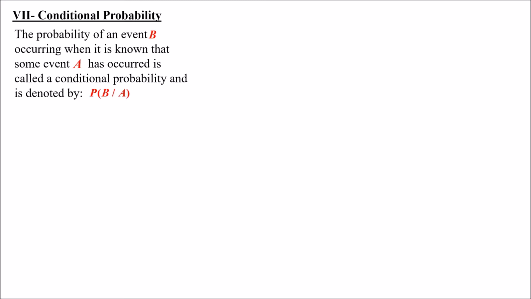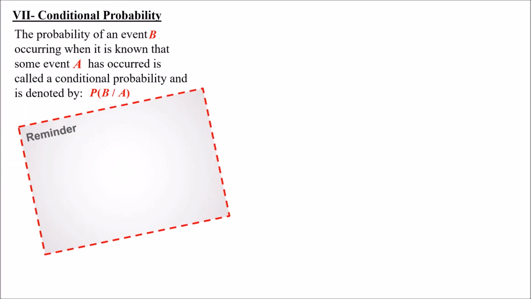Number 7, conditional probability. This is one of the most important topics we will be discussing. The probability of an event B occurring when it's known that some event A has occurred is called a conditional probability, and we denote this probability by P of B slash A. In conditional probability, you have to know that the occurrence of two events is relative. For example, we say if A occurs, then what's the probability that B occurs? So there's a relativity between two events.